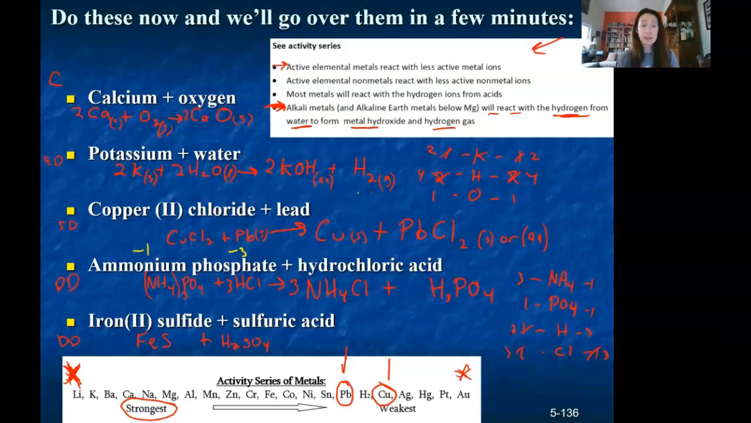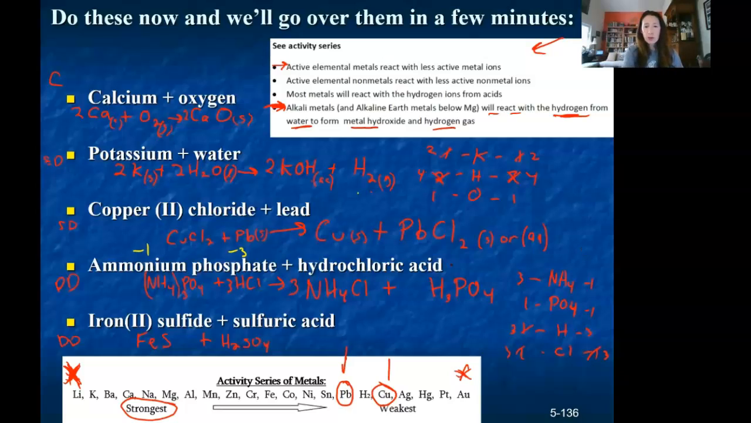And again, however you balance, however works best for your brain is totally fine with me. I left enough time on both the quiz and the exam. If you balance this way, you'll still have enough time to finish it. And again, the only reason I can balance it like this is because the polyatomics were both in the reactants and in the products.